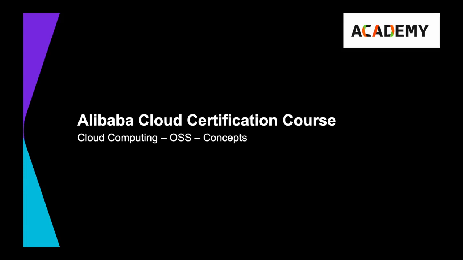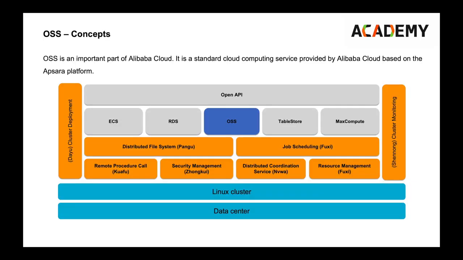We'll now discuss some core OSS concepts. So OSS is an important part of the Alibaba Cloud platform, and just like the rest of the Alibaba Cloud public cloud platform, it depends on Apsara in order to run. So Apsara is our cloud management system. The boxes in orange here in the architecture diagram on this slide are the components of the Apsara system.